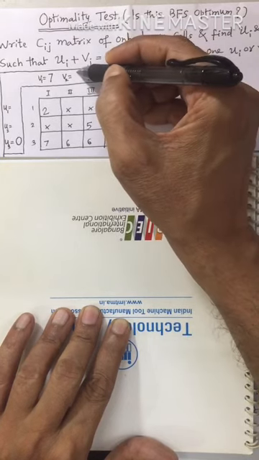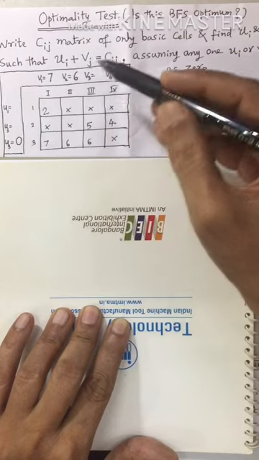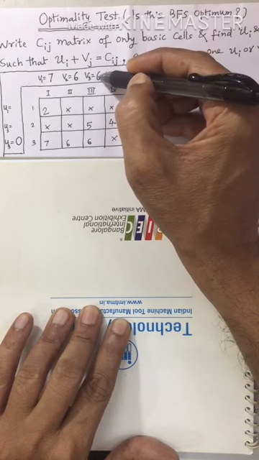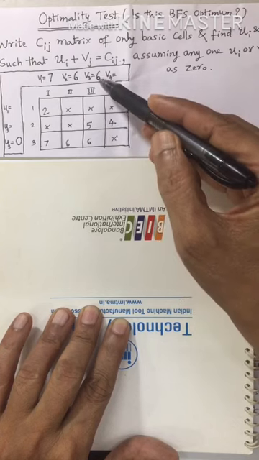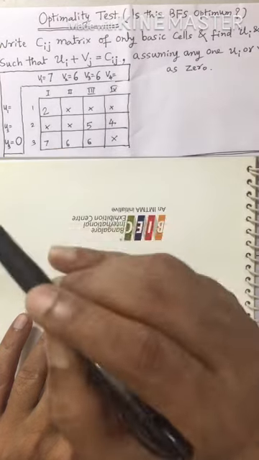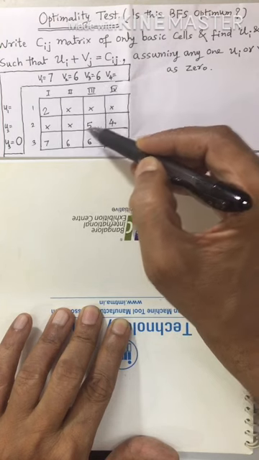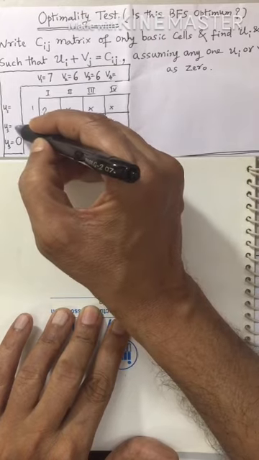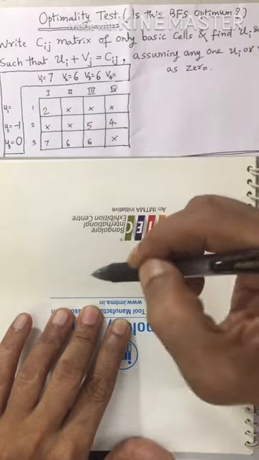Therefore I can straight away write V2 as 6. On the same lines, 0 plus V3 is equal to 6. Therefore this also is equal to 6. Now I can make use of this 5 and V3 to get what is called U2. U2 plus 6 is equal to 5. Therefore U2 must be equal to minus 1. Minus 1 plus 6 is equal to 5.